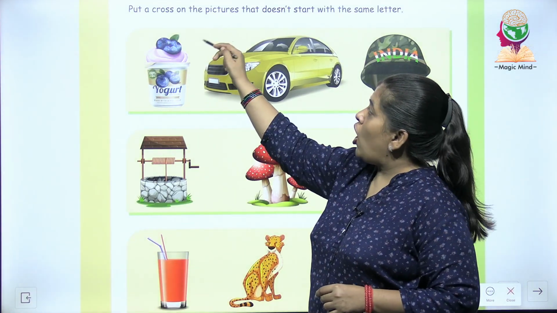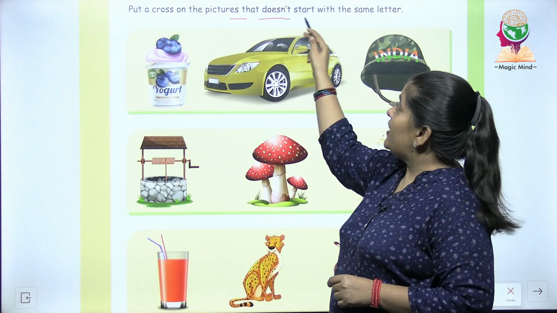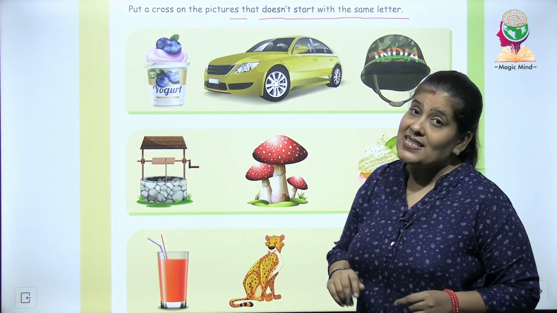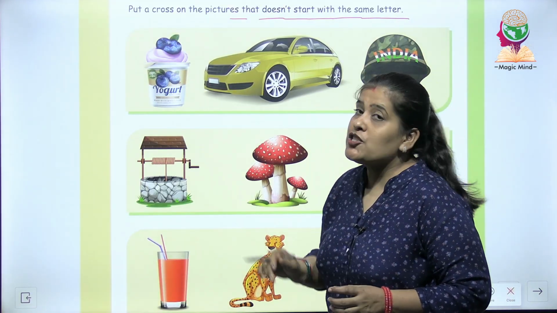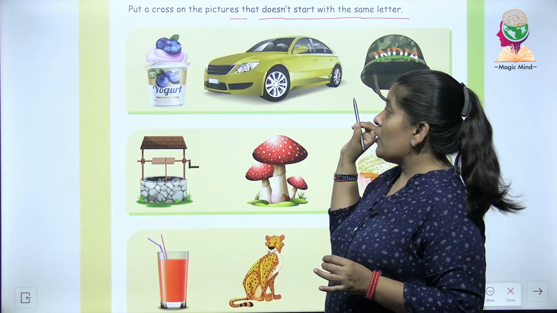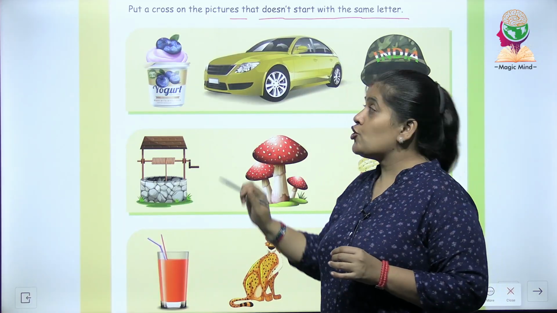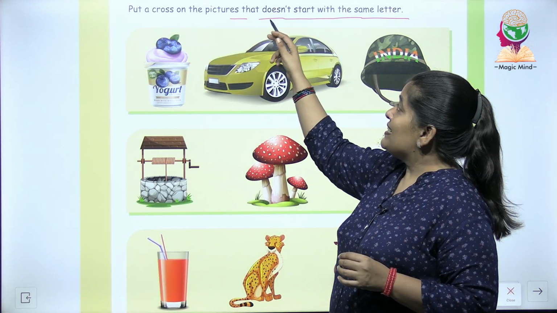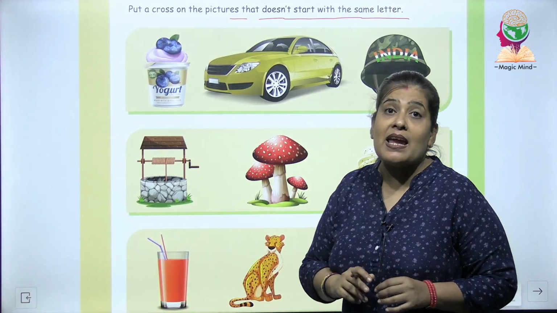Now put a cross on the pictures that do not start with the same letter. Now there are a few pictures in each row. What you have to do? You have to cross the picture that does not start with the same letter.